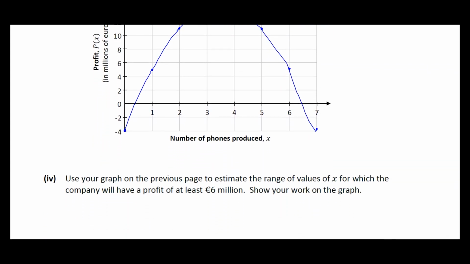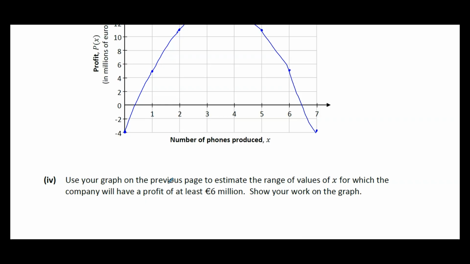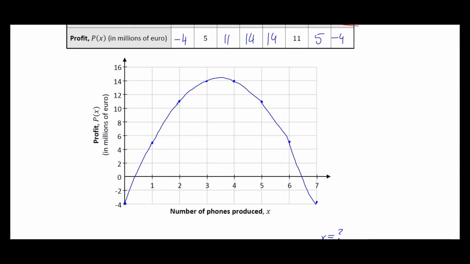Okay, and then the next part of the question is saying use your graph on the previous page, that's the one, to estimate the range of values of x. So they are looking for the value of x. So what do they tell us about the value of y? For which the company will have a profit, that's my y here, of at least 6 million. And we have to show our work on the graph. So we are given y. So first of all, we're going to mark for y being 6.